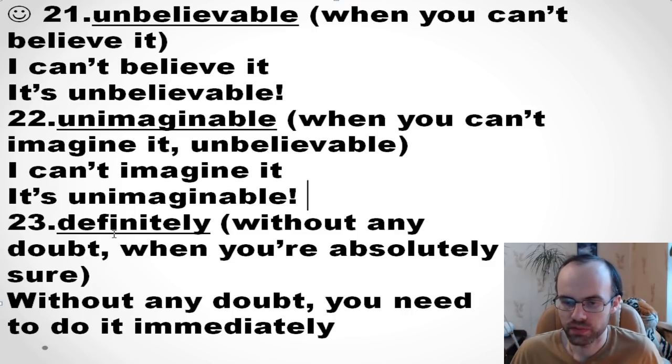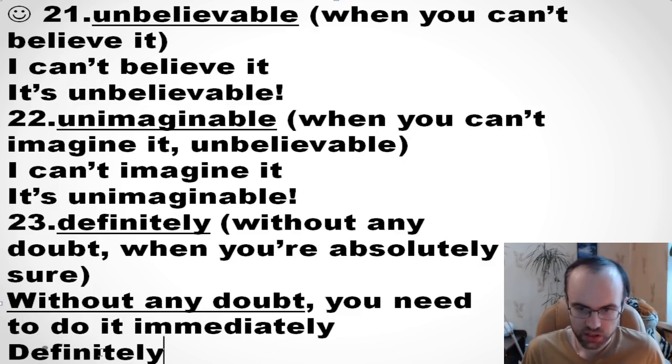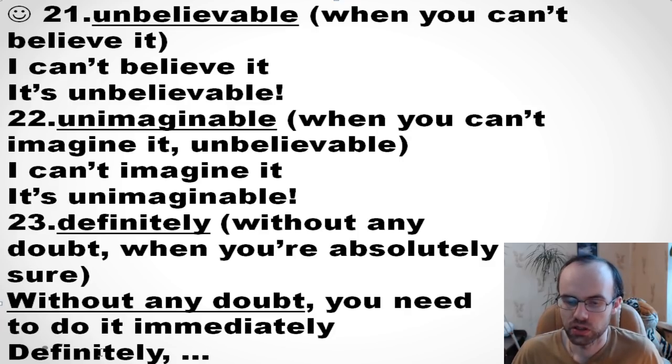Definitely. Without any doubt. When you're absolutely sure. So without any doubt, you need to do it immediately. Or I'm absolutely sure you need to do it immediately. How will you say it using definitely? Okay, you just need to replace it with definitely. So definitely you need to do it immediately. Good. Very good.